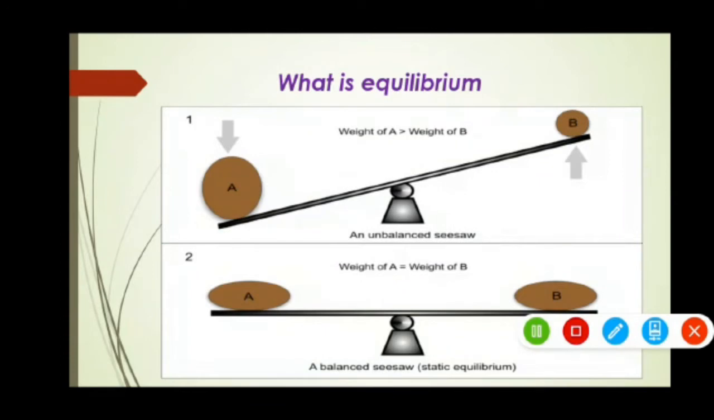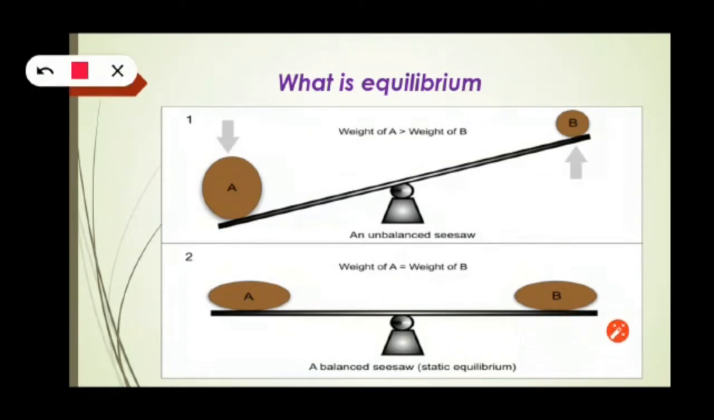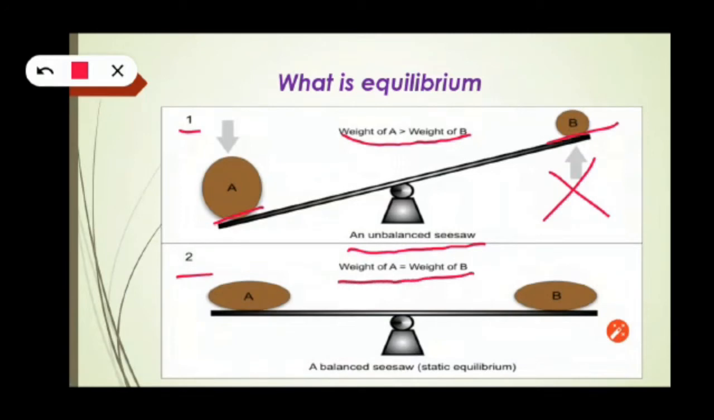In order to understand the Le Chatelier principle, first we have to understand equilibrium. You can see two images over here. In image number 1, there are two objects, object A and object B. And the weight of object A is greater than the weight of object B. So there is an unbalanced seesaw and no equilibrium between object A and object B. Now look at image number 2. The weight of object A is equal to the weight of object B. So there is equilibrium between object A and object B in this case.